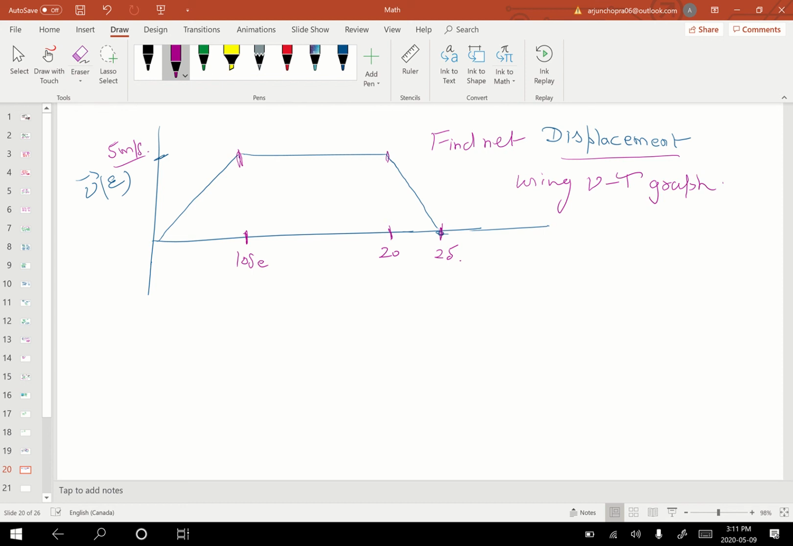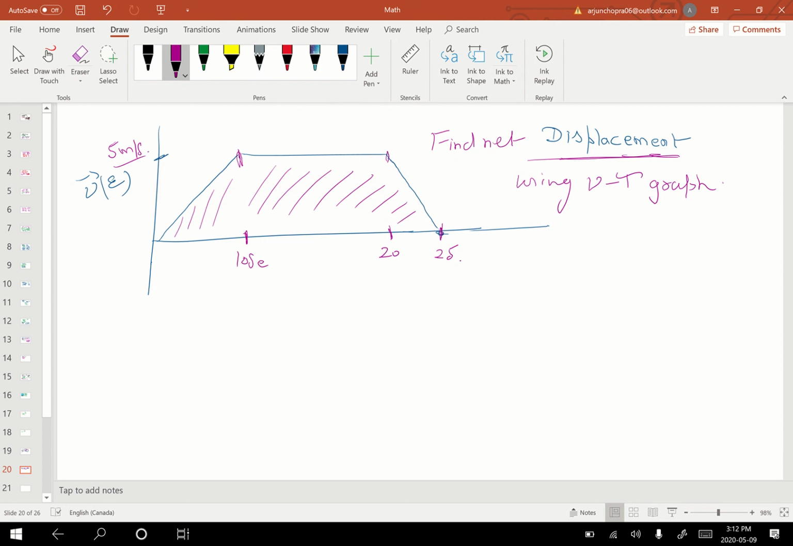So to find the net displacement by using the velocity time graph, we will always look for the area under the curve in this graph. So what is the area under the curve? This is the total area under the curve.